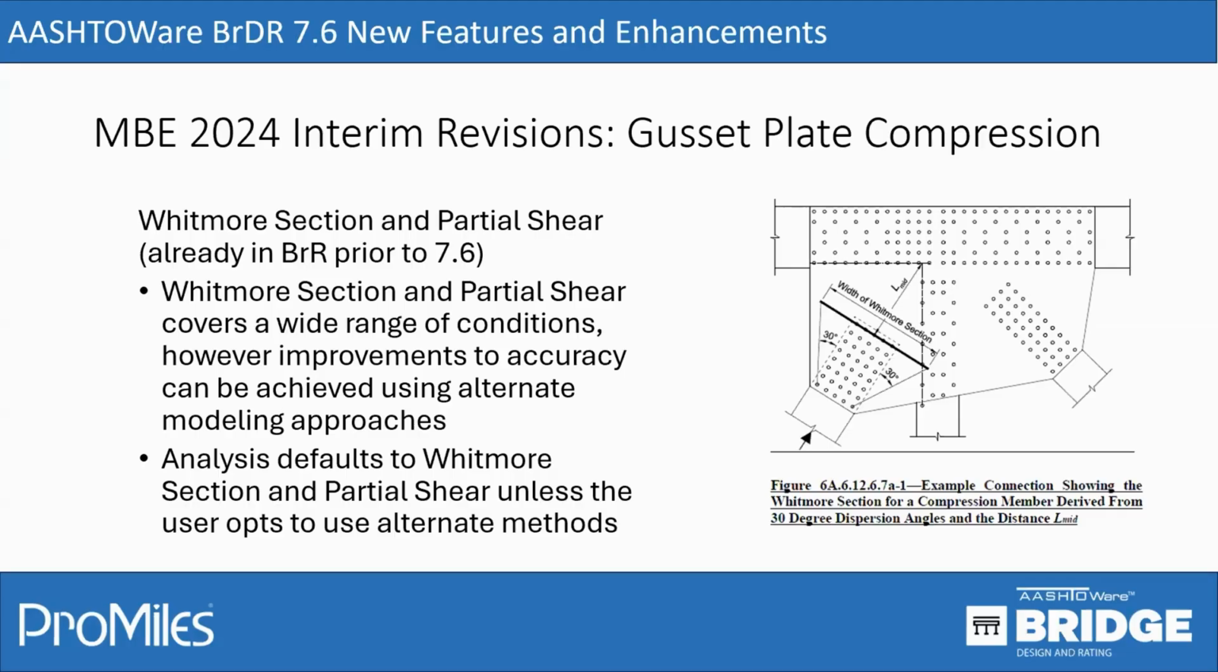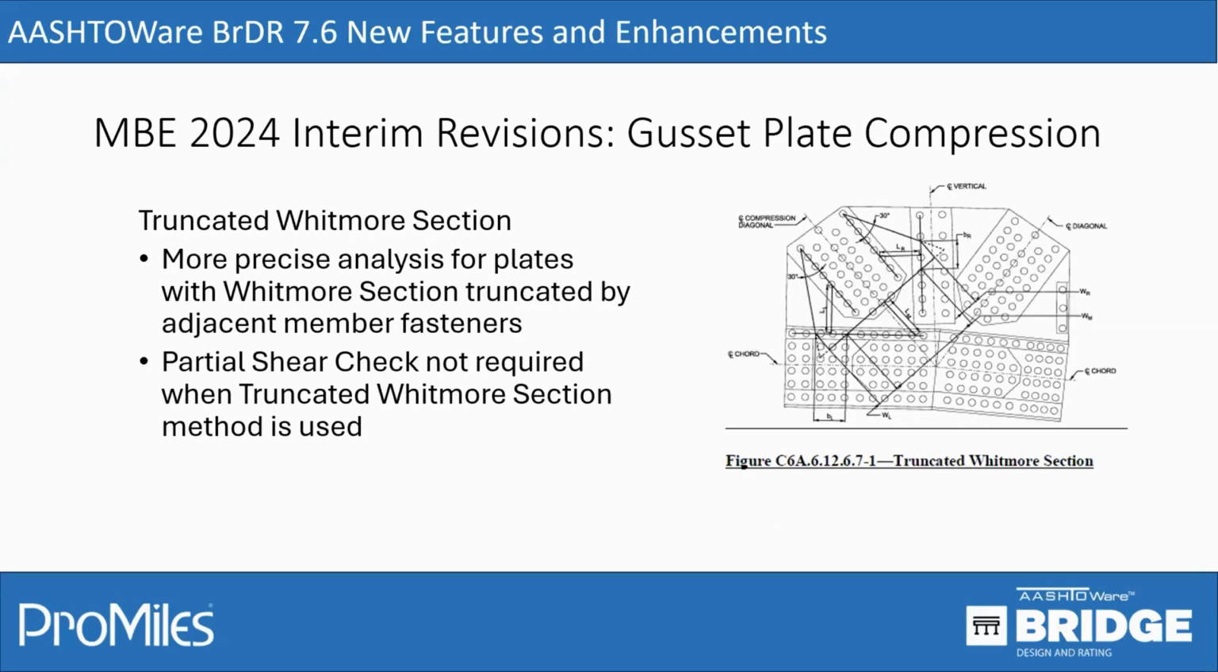Whitmore section and partial shear tends to be on the conservative side in some cases, and so that's why these other methods are introduced here to give people some options for specific configurations where you can get a little bit more of a precise analysis, and you might be able to get a little bit of a better rating. It is important, though, to make sure that the geometry of that truss and gusset plate is actually appropriate for these additional compression methods.